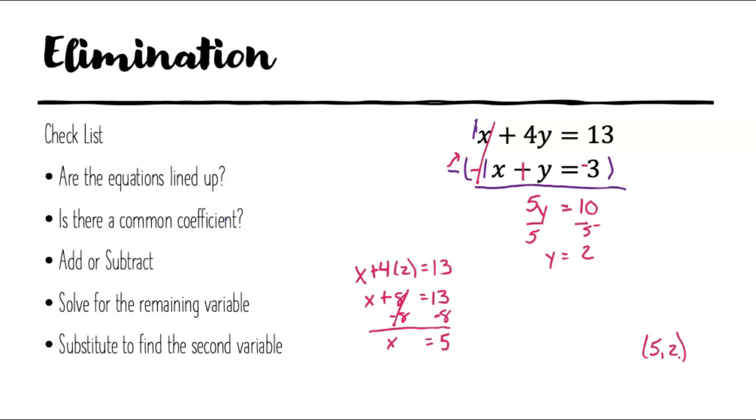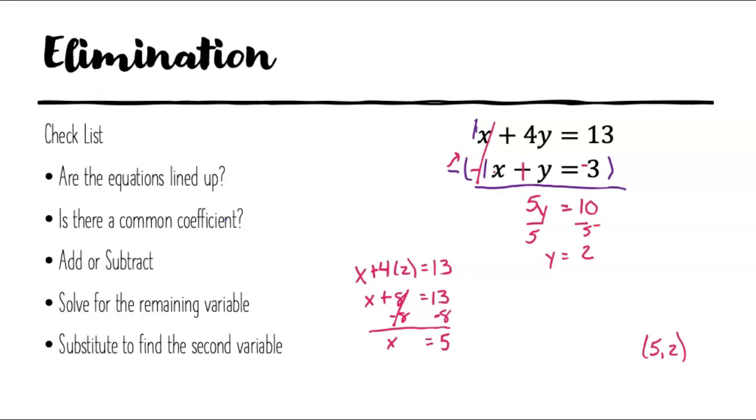Now remember, we can check that. Go back to both equations, 5 and 2. I would have 5 for x plus 4 times 2, and 4 times 2 is 8, and 5 plus 8 is 13. If it helps you, go ahead and write these. Put a check step out to the side, write them out, make sure they are correct. And then we have 5 and 2 here.